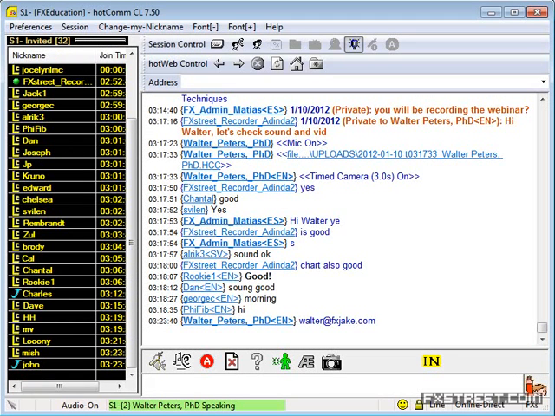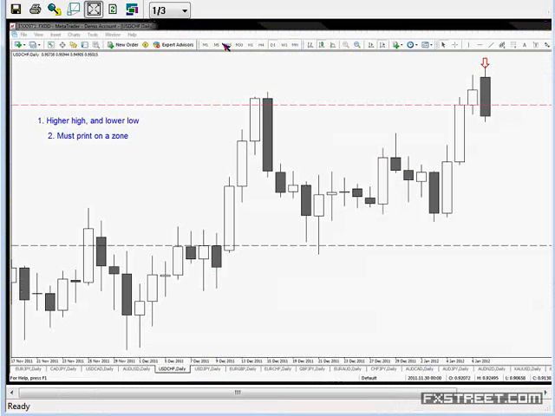Must print on a zone, right? If it's a bearish candle like this one, a bearish big shadow, then the close must be down near the low. If it's a bullish one, then the close must be up near the high. Notice that this one hasn't closed yet, so we don't really know what's going to happen today, but it is a possible bearish big shadow.